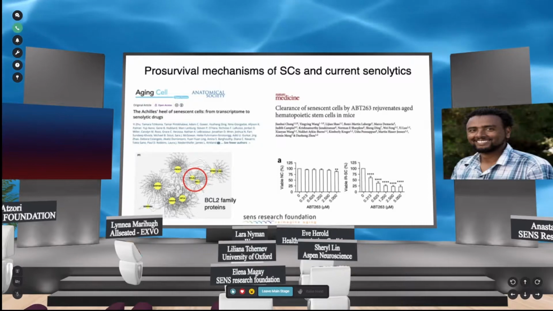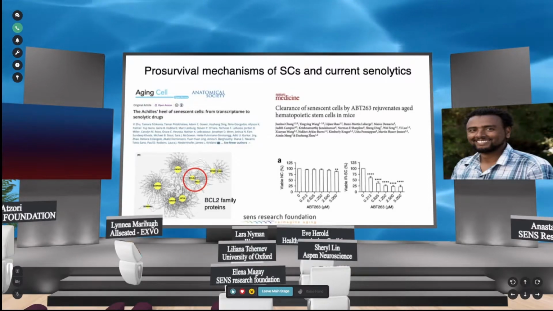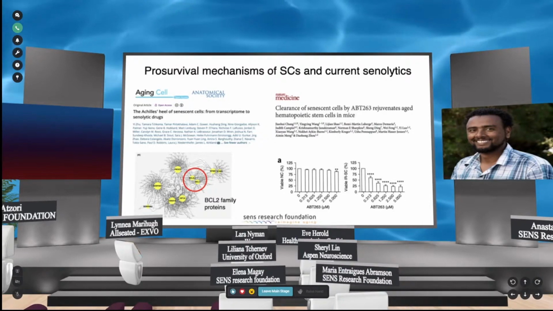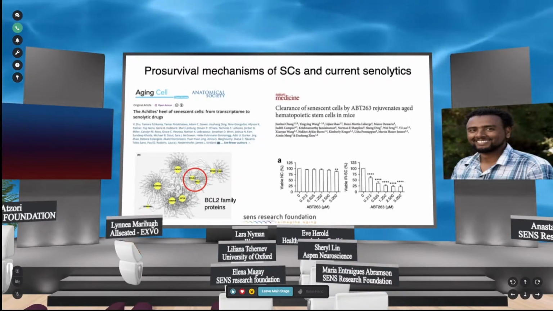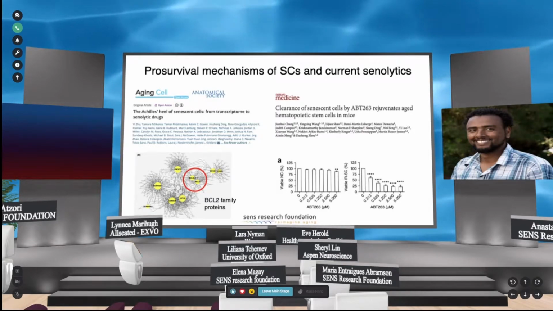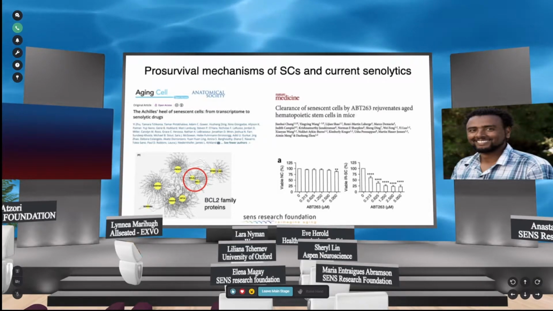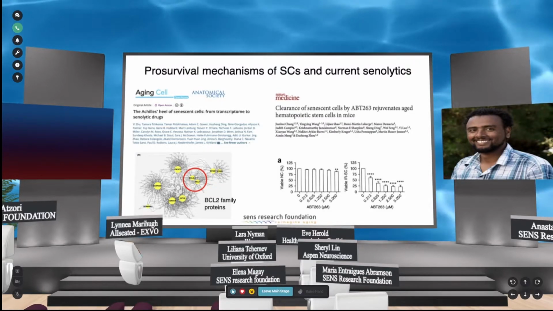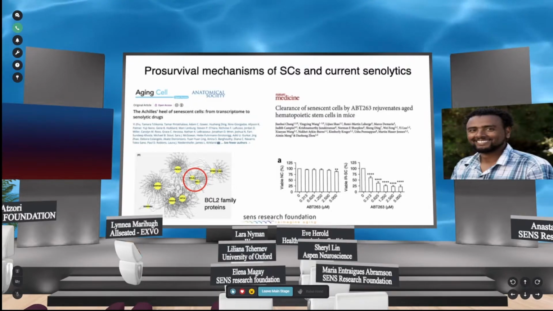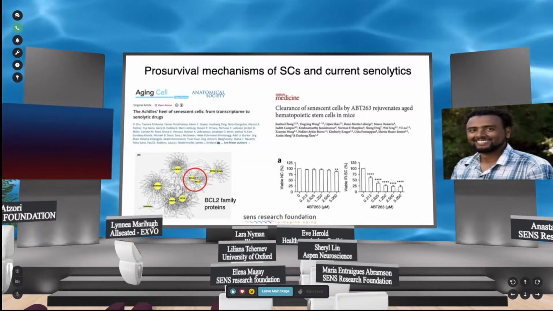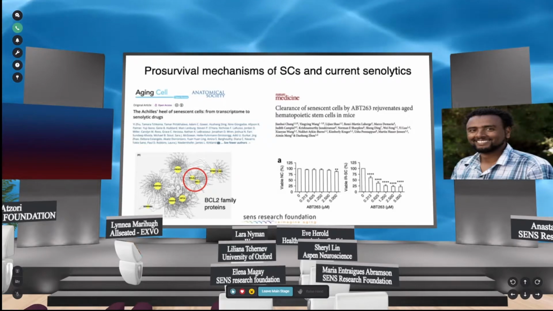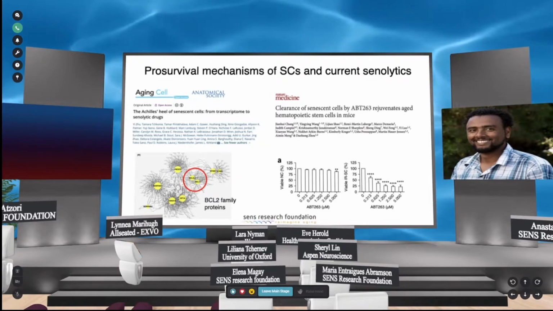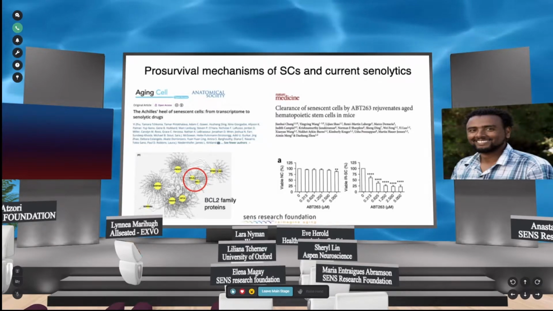We know that primary senescent cells, or general senescent cells, are resistant to apoptosis, mainly because they express several pro-survival proteins, specifically the BCL2 family proteins, which are known to be upregulated in different types of senescent cells, and because of this, they are resistant to apoptosis. And several groups showed that if we target these BCL2 family proteins, we can successfully kill the senescent cells with minimal effect on non-senescent cells.